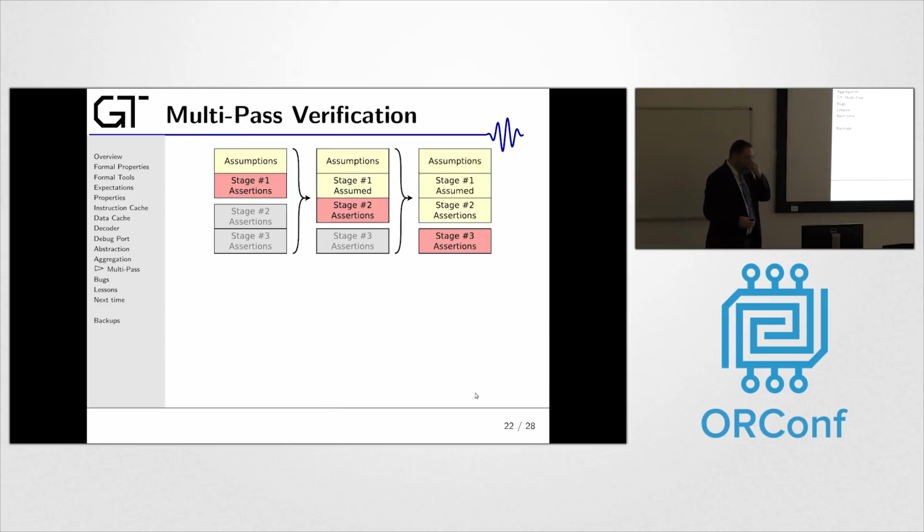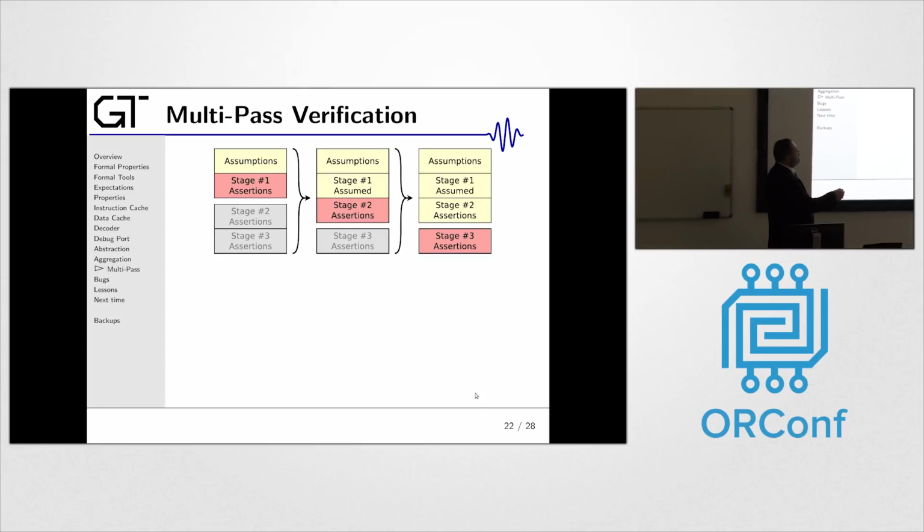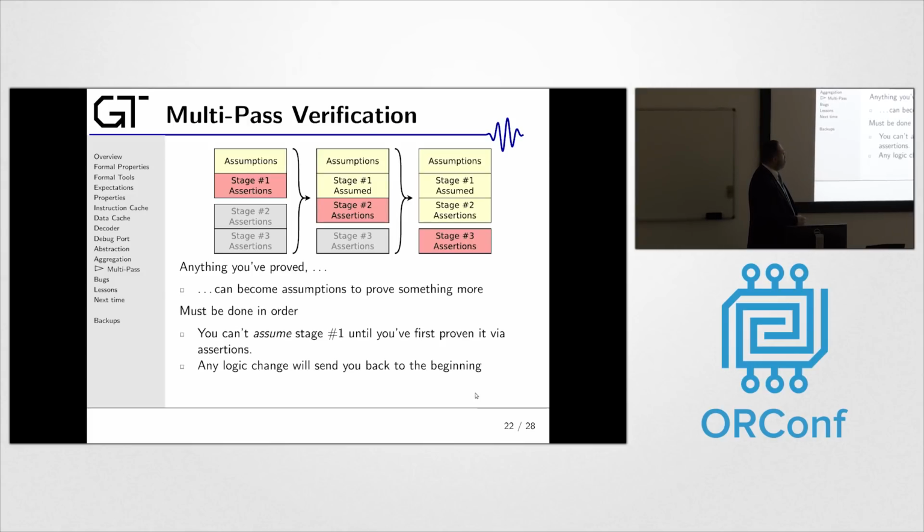So the ZipCPU was built with a multipass verification idea. If you've got a whole set of assertions, you start with your assumptions, then you prove the assertions on the first step. Then when you go to the second step, I don't need to prove that first set again. I can just prove the second set. I could have gone on with a third. I only went with 2 for the CPU.